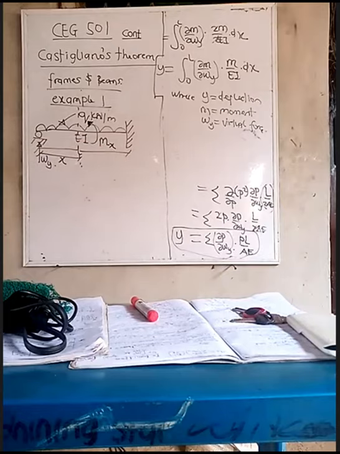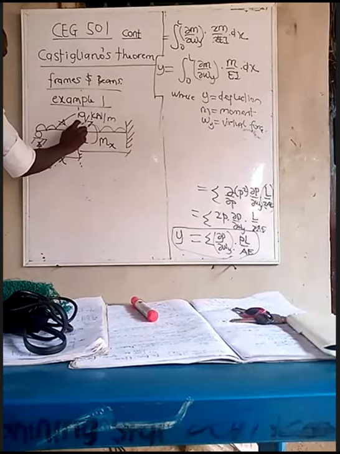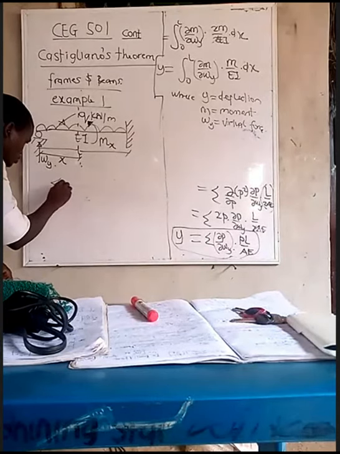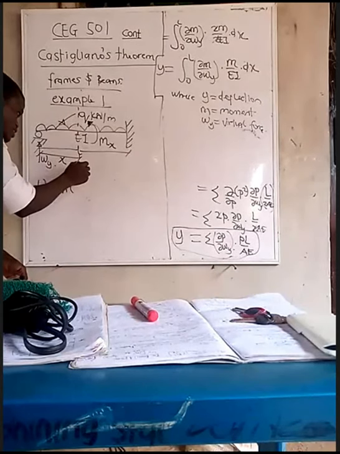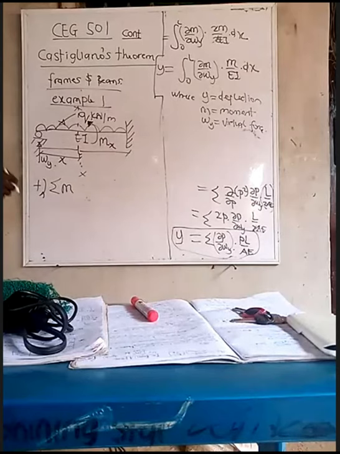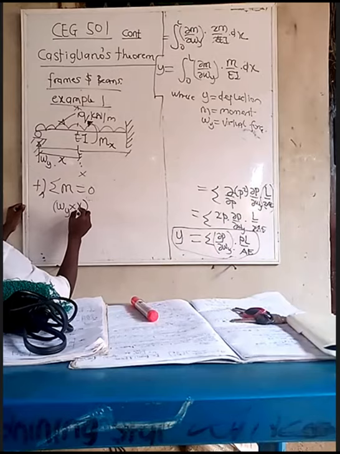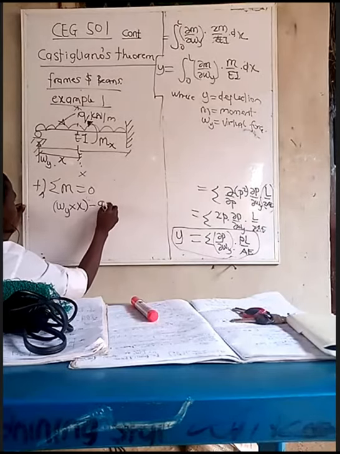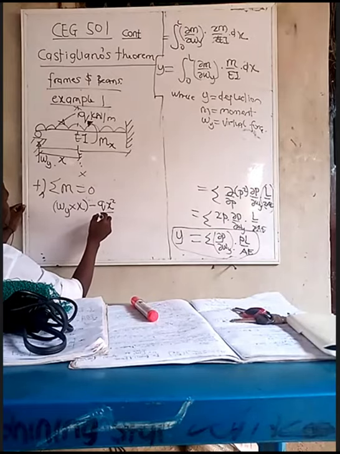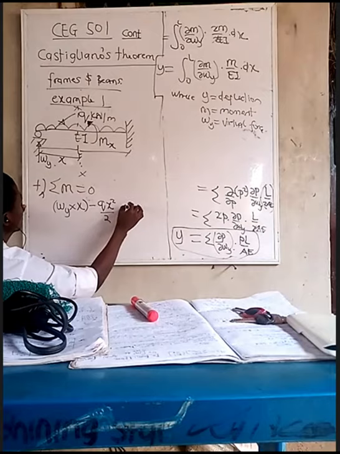Like I said, the first step, apply a virtual force. The second step, establish the appropriate X coordinate, which we did. And then the next step is to what? Calculate your internal moment. So let's do that now. If we are finding moment at this point, let's say we are taking summation M about section XX. Summation M is equal to zero. So WY times X, minus QX squared over two, then minus MX is equal to zero.